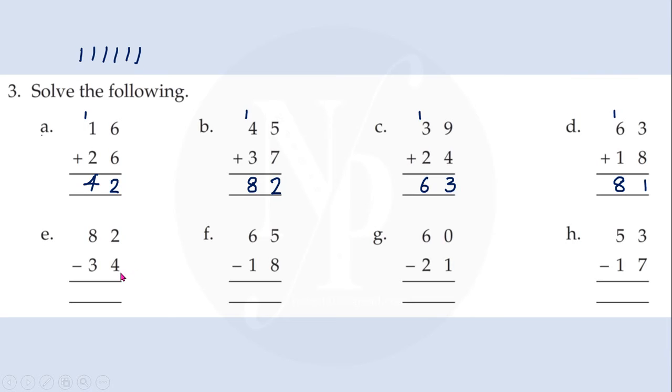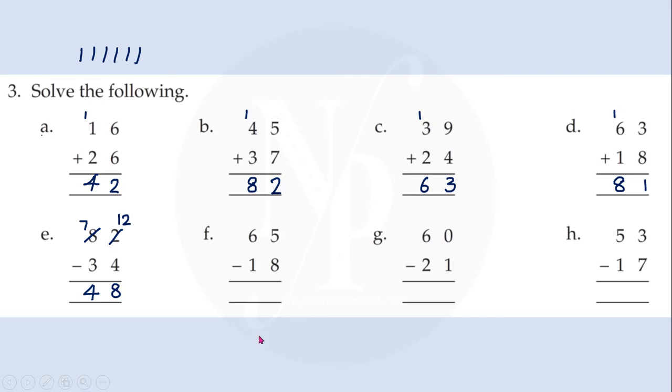So here, subtracting 4 from 2 is not possible. We have to regroup here. So we will make the 8 in 10's place as 7 and then we will make this as 12. So now we will subtract 12 minus 4 is 8. Here in 10's place we have 7 minus 3, and 7 minus 3 is 4. 48 is the required difference.